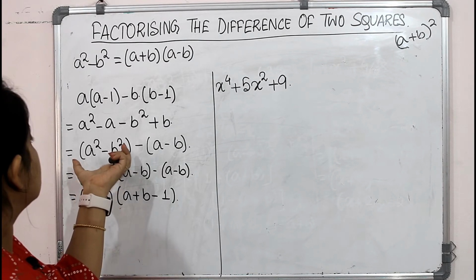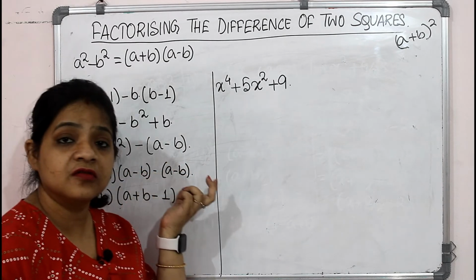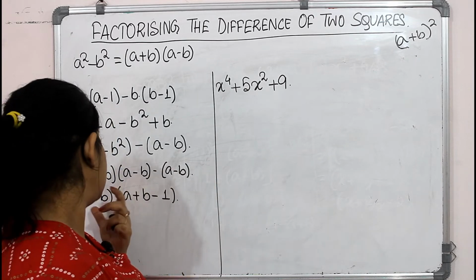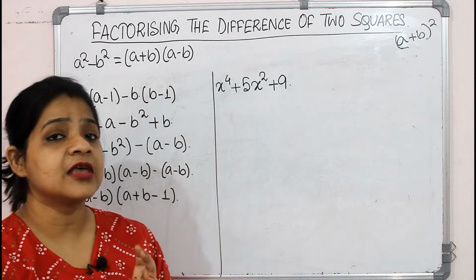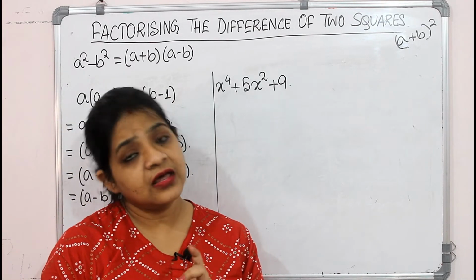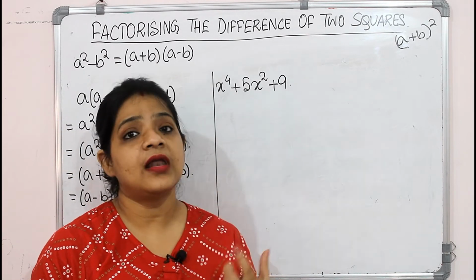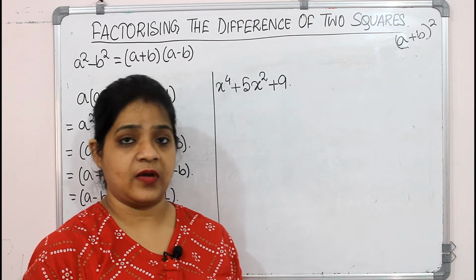Okay, so here in this part you are getting the difference of two squares and you take the common factor. So here you are utilizing the concept of both taking the common factor as well as the difference of two squares.